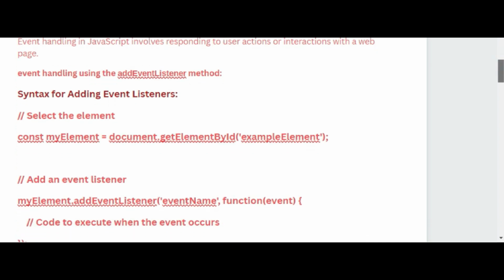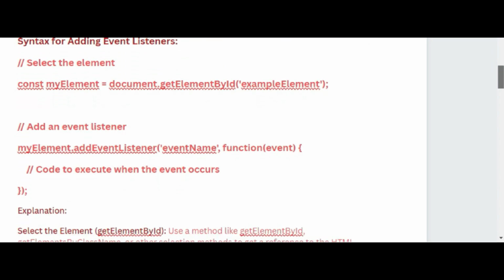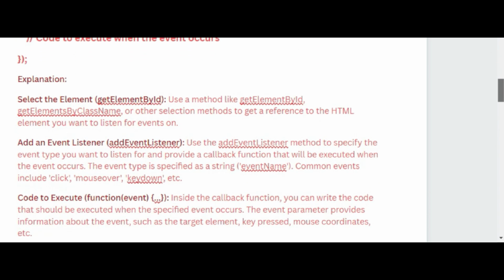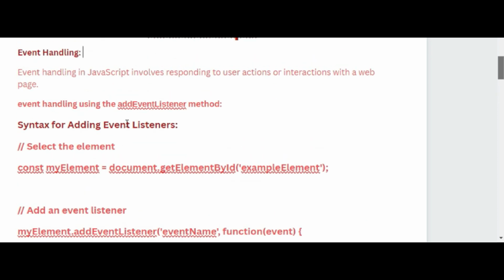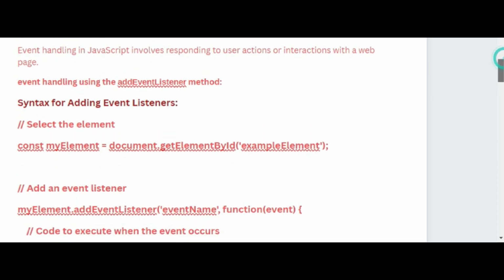Select the element: const element equals document.getElementById, the example element. Then add an event listener: myElement.addEventListener(eventName, function(event) { code to execute when the event occurs }), right? So come to the explanation part. This is the explanation of the syntax.